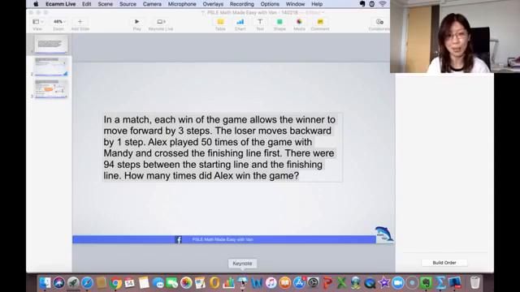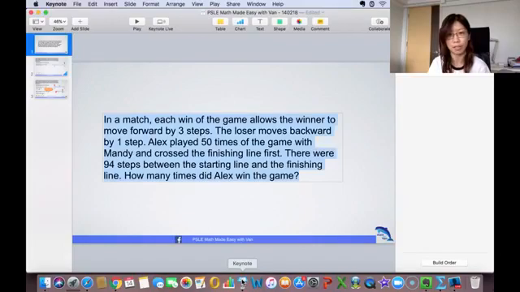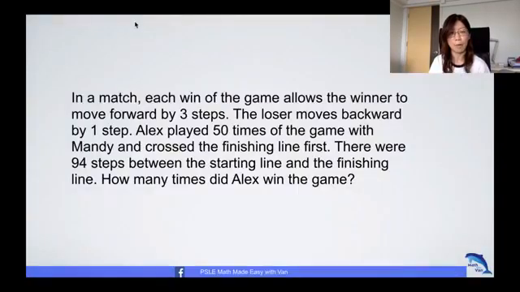So let's take a look at this question posted by one of the members. Let me zoom in first. Okay, this is the question. In a match, each win of the game allows the winner to move forward by 3 steps. The loser moves backward by 1 step. Alex played 50 times of the game with Mandy and crossed the finishing line first. There were 94 steps between the starting line and the finishing line. How many times did Alex win the game?